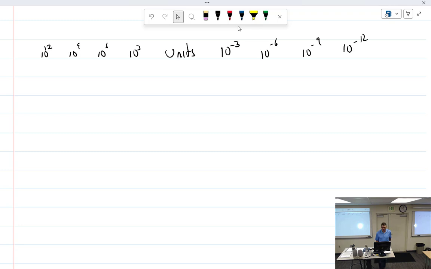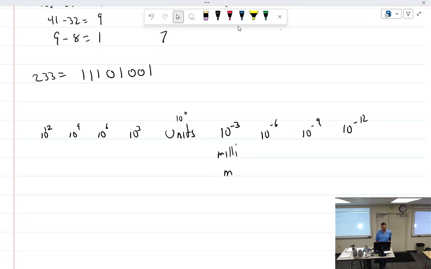So, of course, this would be 10 to the 0 right here. 10 to the 0, it's just normal. What is our name for 10 to the negative 3? Milli. And what is my letter? Lowercase m. Little m. All right.